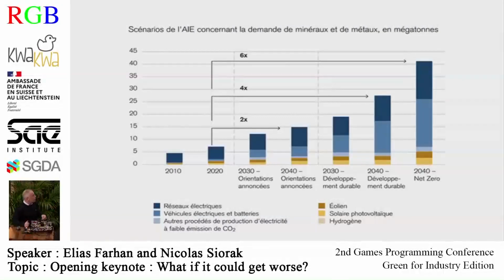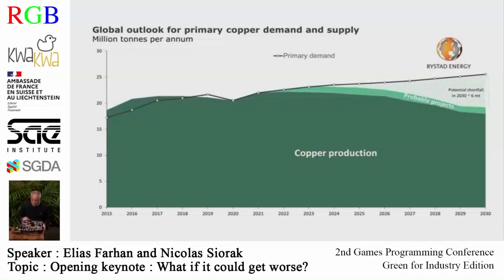If we want to follow the correct path for the next decade, if we want to reach a net zero scenario in 2030, we will have to multiply by 6 the raw materials we use and consume today. By 6. Multiplication by 6. You will say, oh, okay, no problem, we're going to mine, we're going to take new materials. Unfortunately, that won't be possible.